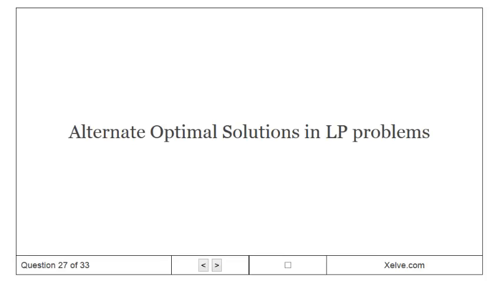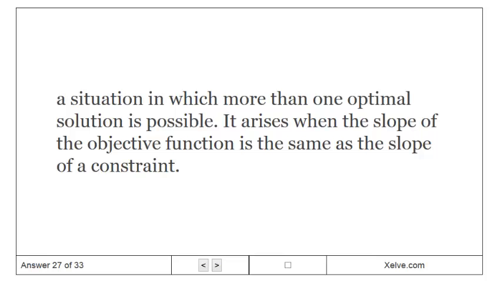Alternate optimal solutions in LP problems. A situation in which more than one optimal solution is possible. It arises when the slope of the objective function is the same as the slope of a constraint.